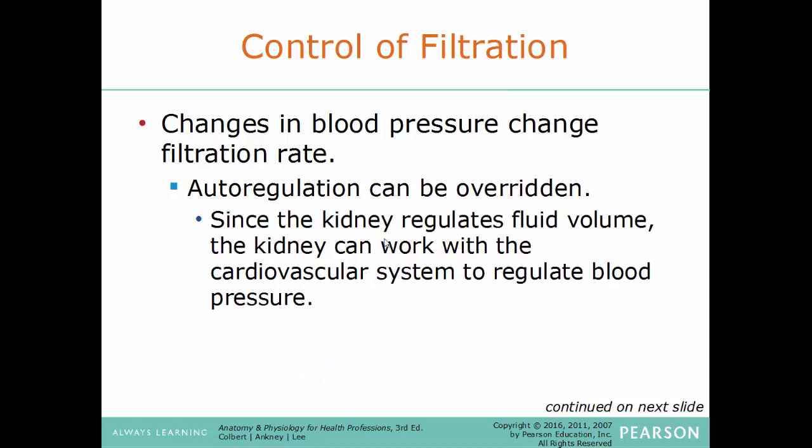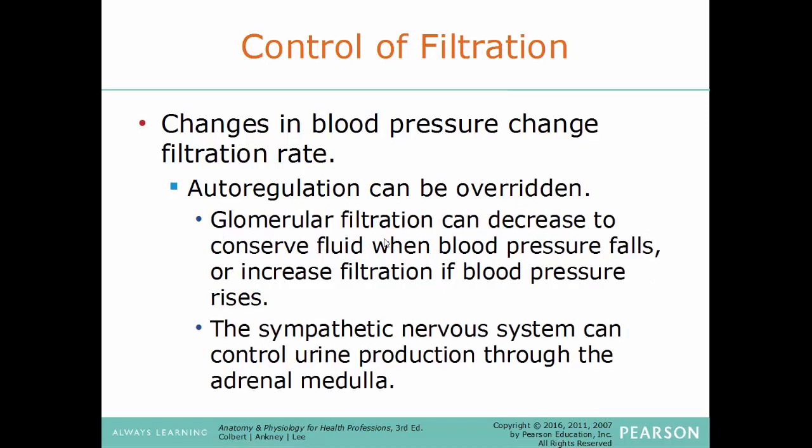Since the kidneys will regulate fluid volume, the kidney can work with the cardiovascular system to regulate blood pressure. Now, the glomerular filtration can decrease to conserve fluid when blood pressure falls, or increase filtration when blood pressure goes up. It is the sympathetic nervous system that can control urine production through the adrenal medulla. So whenever you're in an emergency situation that the sympathetic nervous system helps to control your response to, some things that aren't necessary in that kind of situation are basically shut down. Digestion gets shut down. Kidney function gets shut down. So that's what that last bullet point is a reference to.